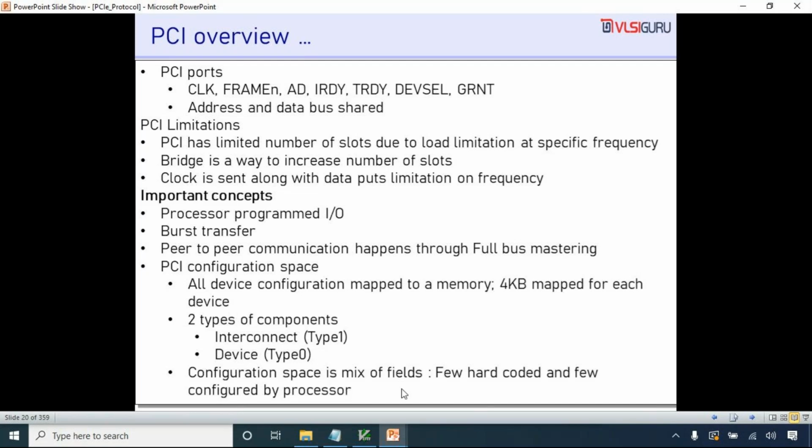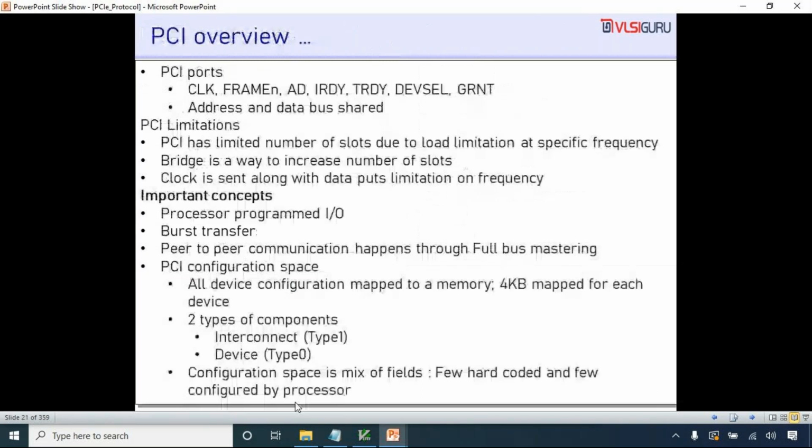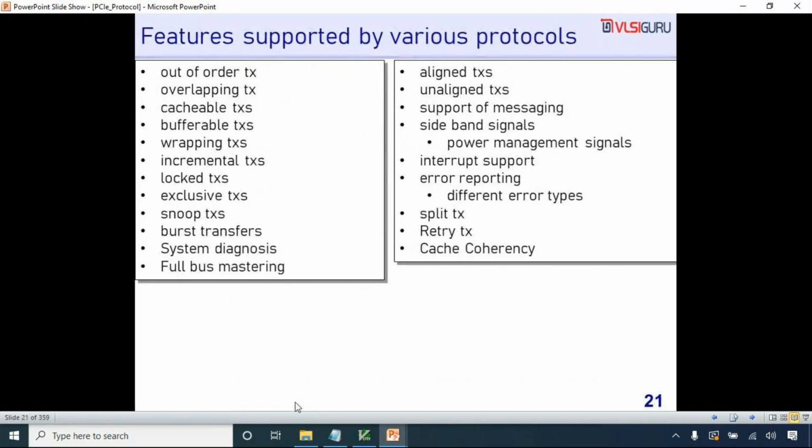Configuration space is a mix of fields. Few are hard-coded values, few need to be configured by the processor. I said that some need to be read, some fields can be written by the processor. Okay. So this summarizes PCI.